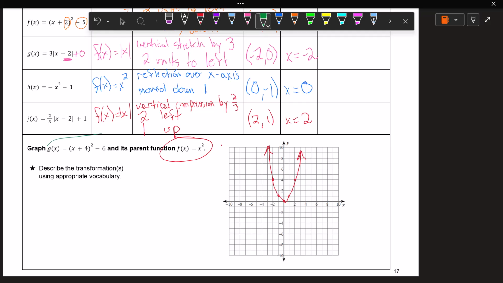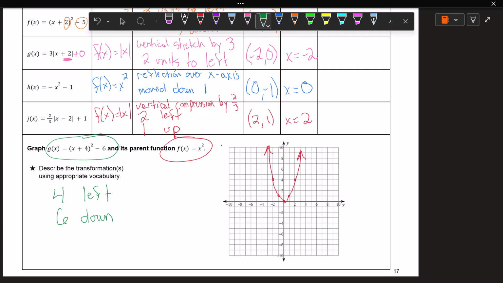Now, g of x, our transformed function. So what does that 4 tell us? It means we went 4 to the left. And that minus 6 after it means we went 6 down. So very simply, take the 5 points we just wrote, move them 4 left and 6 down from where they are now, and those are our new points.